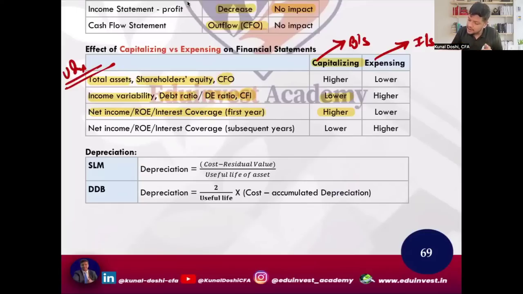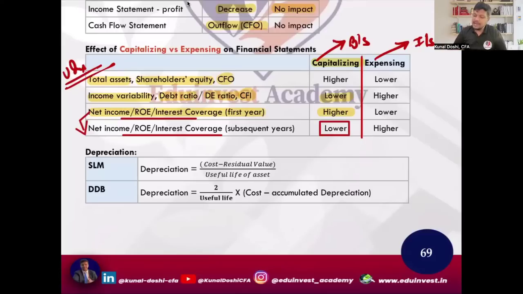Later on, it will all reverse, because later on there is no effect of expensing, but capitalizing does come into the income statement in the form of depreciation. So your net income, ROE, and interest coverage were higher in the first year. Later on, they will be lower because of depreciation. This is what will happen with capitalizing, exactly opposite with expensing.